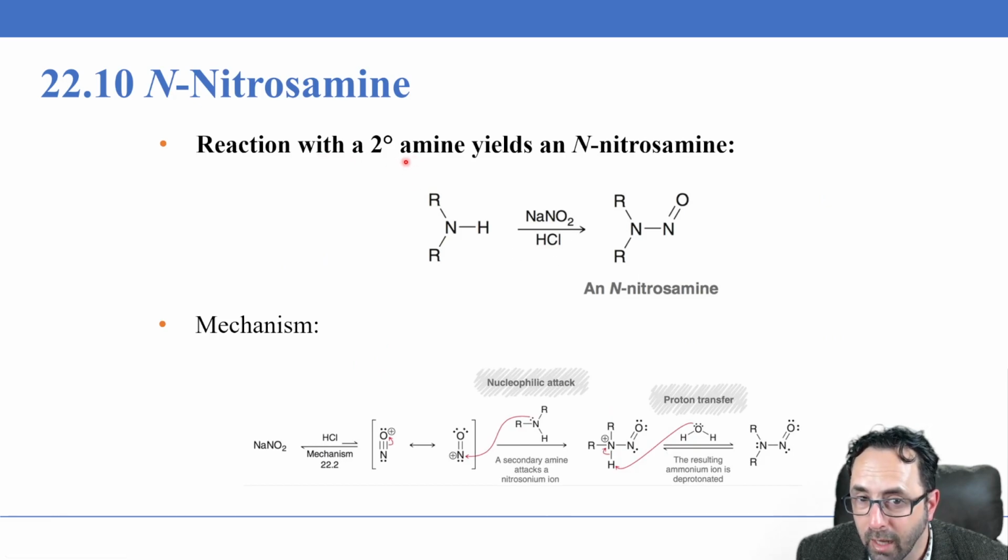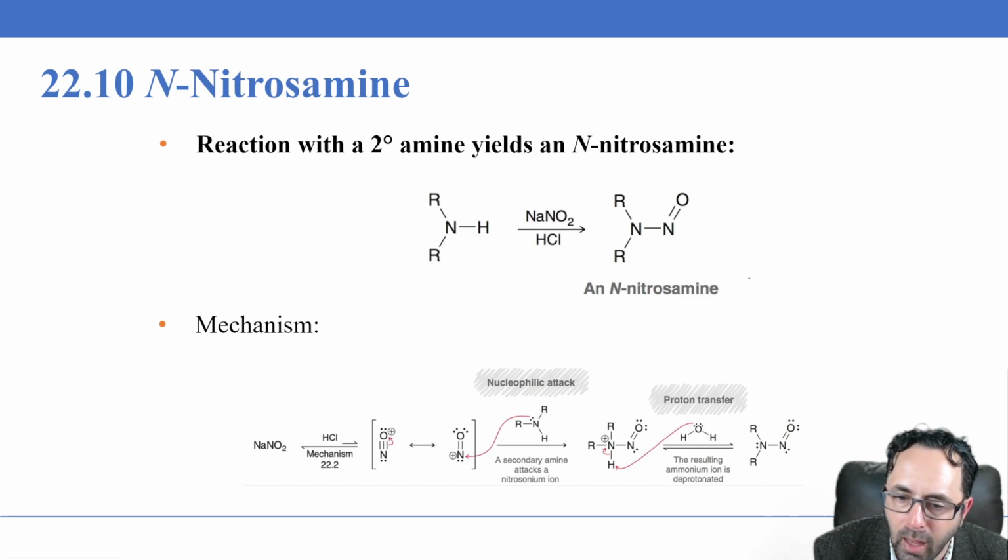We can also do a reaction with secondary amines to yield N-nitrosamine here. And so if we have a secondary amine and we're reacting with sodium nitrite and hydrochloric acid, we'll get a nitrosamine. And the way this works is, again, this first reaction here is going to produce for us this nitrosonium ion. This nitrosonium ion is an extreme electrophile, right? It's going to really, really want electrons.